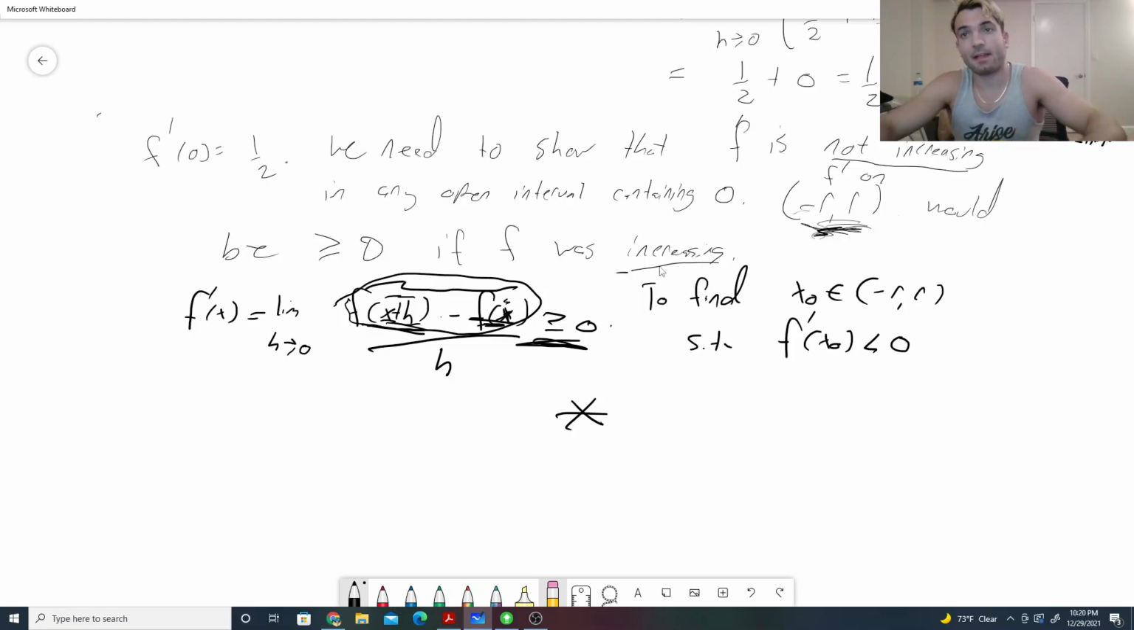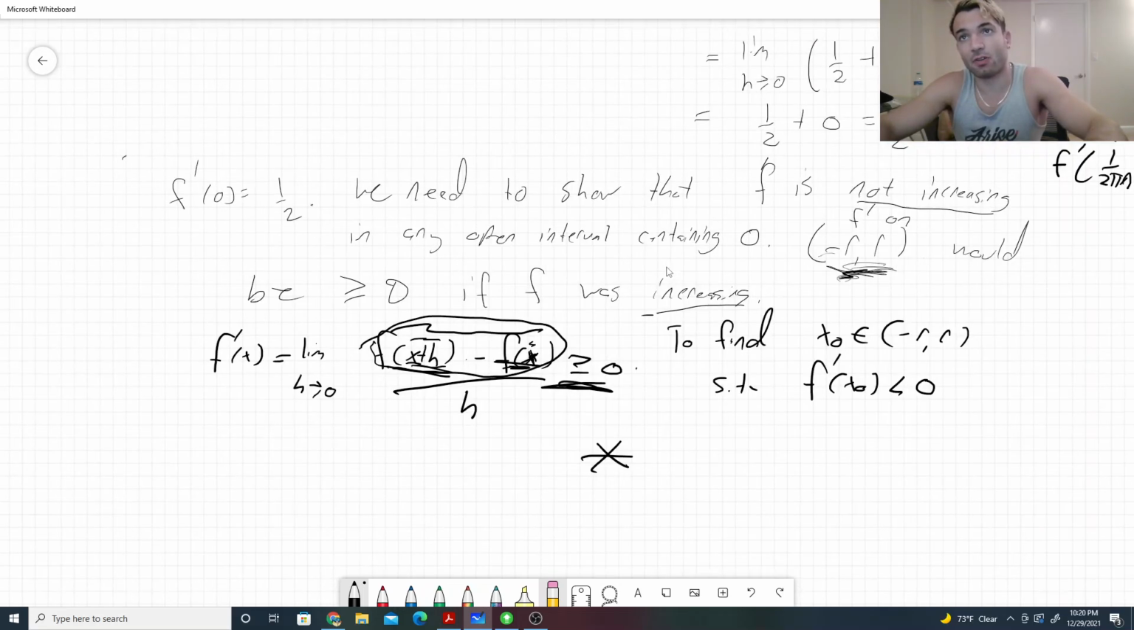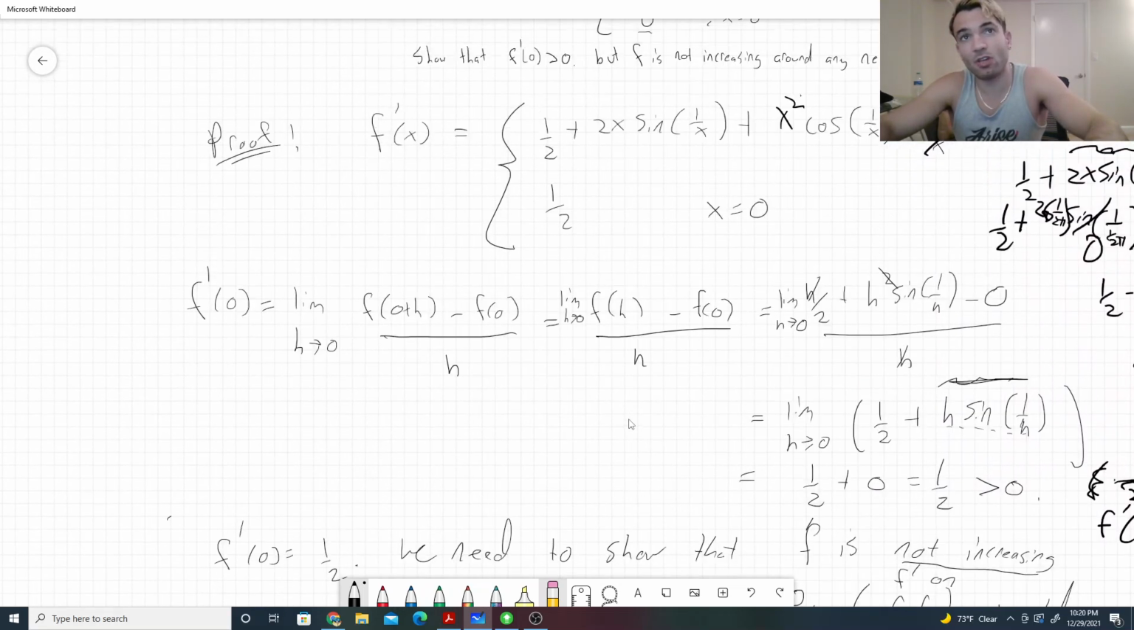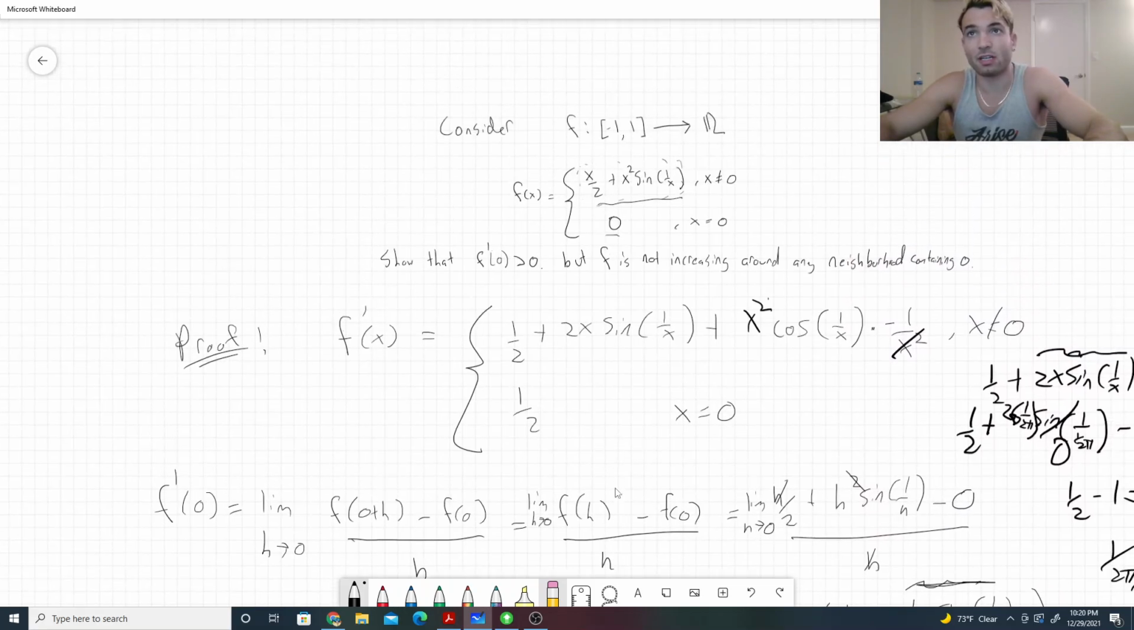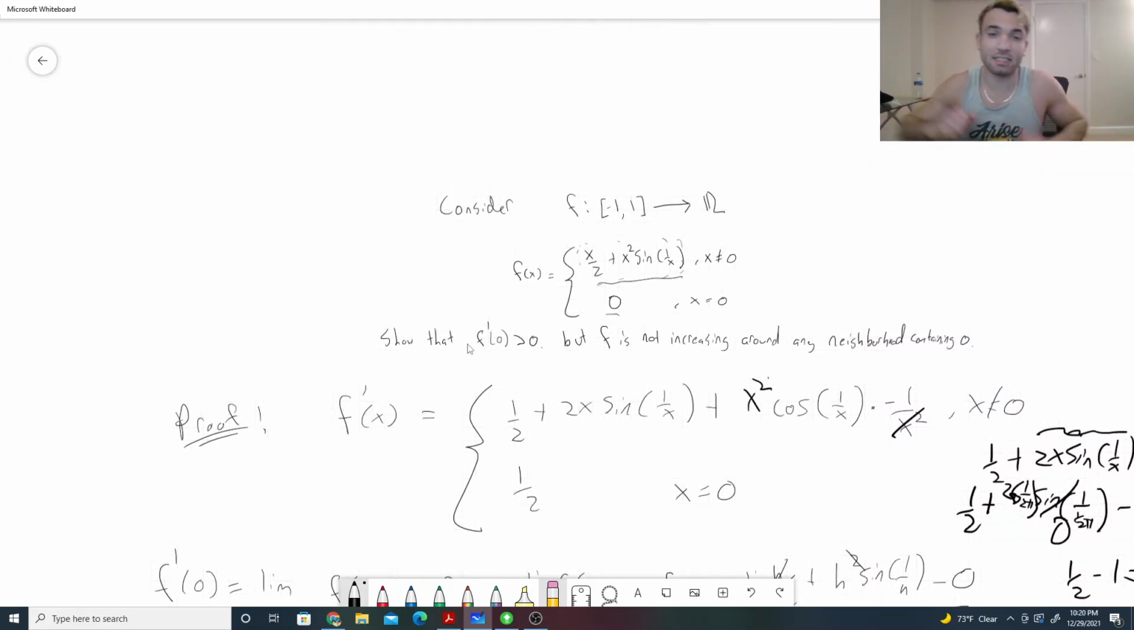So it's interesting, though, that even though a function has a positive derivative at a point, it's not a strong enough condition to guarantee that locally the function is increasing around that point.